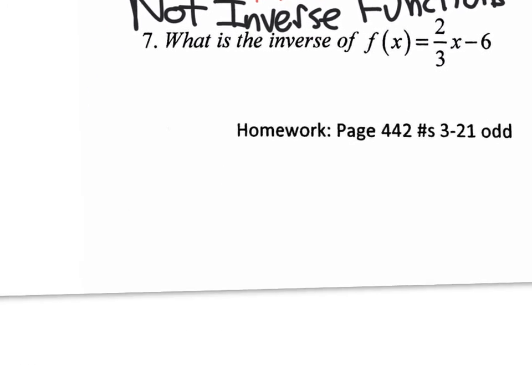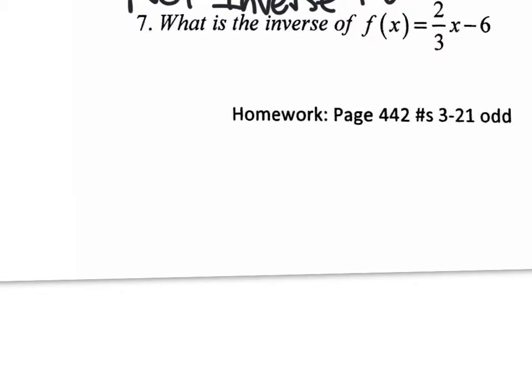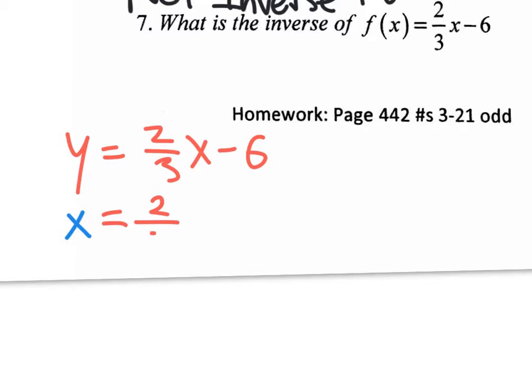So what I would do on number 7, first of all, is rewrite it as y equals 2/3 x minus 6. And how do we find the inverse? You switch x and y. So all I did was switch the y and the x, switch them. So now it's x right here and y right here. And now we need to solve for y. So how do we do this?